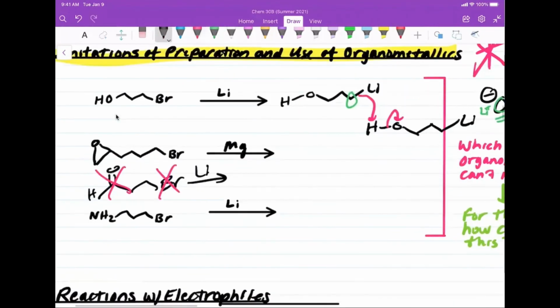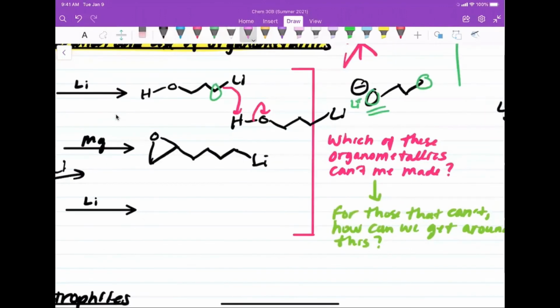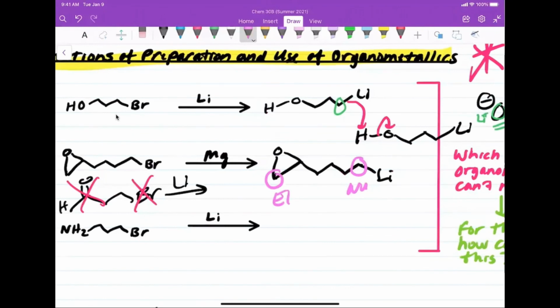So again, another one we can't do is something that has an electrophilic atom in it. Because if we form this, make sure I have the right number of carbons. 1, 2, 1, 2, 3, 4, 1, 2, 3. Oops, missing one. We then have a nucleophilic carbon on one end of this thing. And then we have an electrophilic carbon on the other end of this thing. So similarly, this is going to start to react with itself. So unless that's the intention, then you don't want to do something like this.